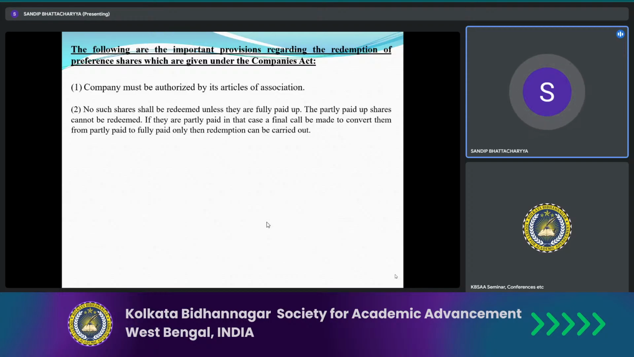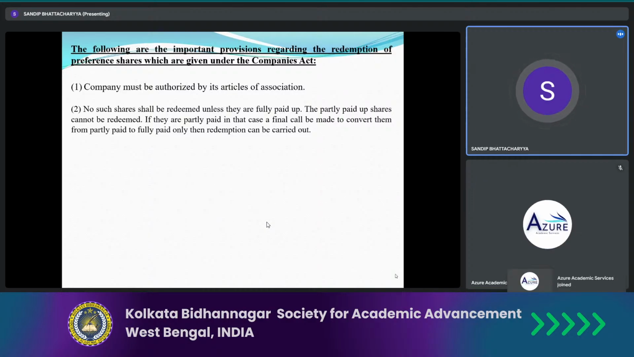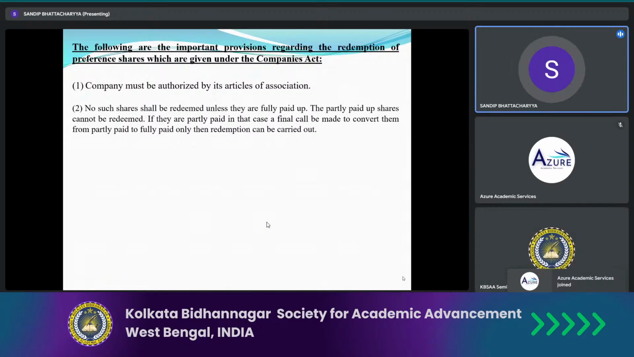So if you are supposed to redeem your preference share, this preference share must be fully paid, not partly paid. If it is partly paid, then first you must make it fully paid, that is, convert it to a fully paid preference share, and then the redemption will be carried out.